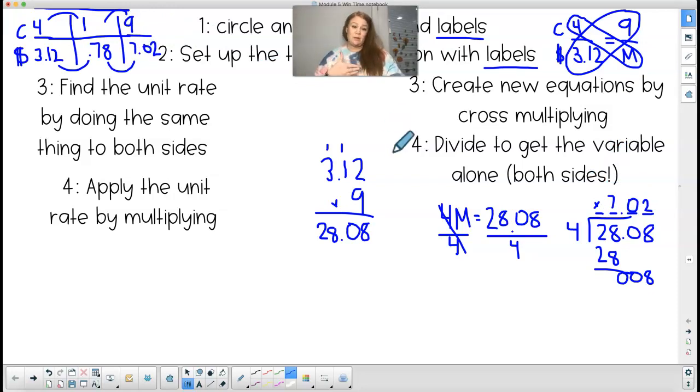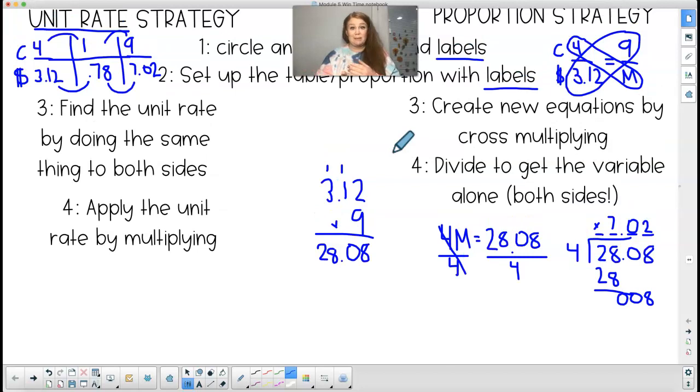So either way, you're going to get the same answer and you're doing the same amount of steps. On this one, we had to divide and then multiply. This one, we multiplied and then divided. Both times, we divided by 4. I multiplied by 9, I multiplied by 9. It's the same thing. It's just setting it up a little bit different.